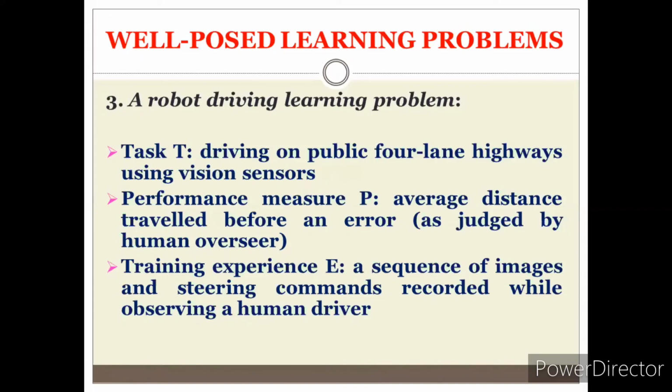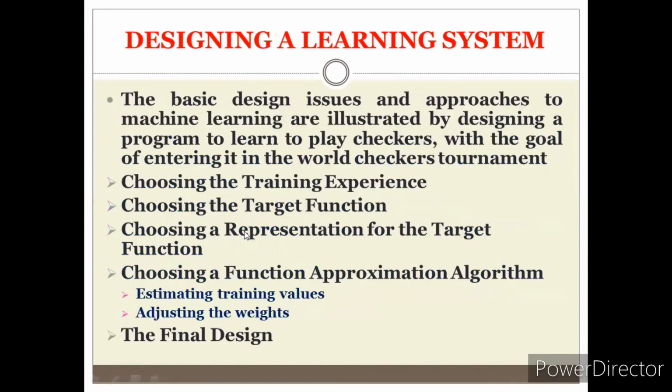Then the training experience: a sequence of images and steering commands recorded while observing a human driver. So how does that robot get experience? It just observes the manned person, how the steering command is changed, or what speed it is traveling at. Depending upon the observation, the robot tries to learn. This way, different learning examples are given to learn about a particular task.